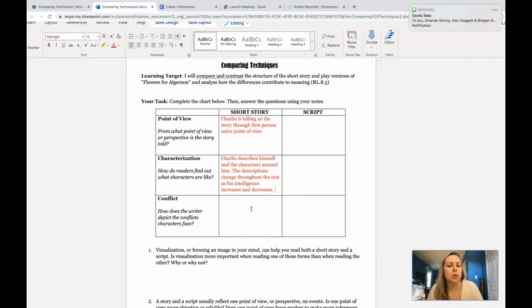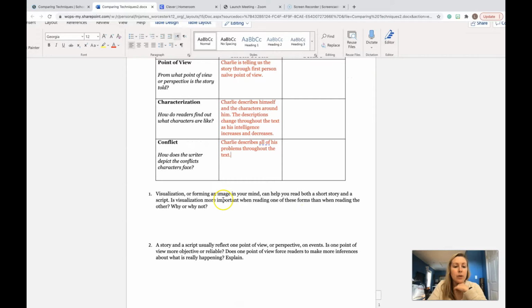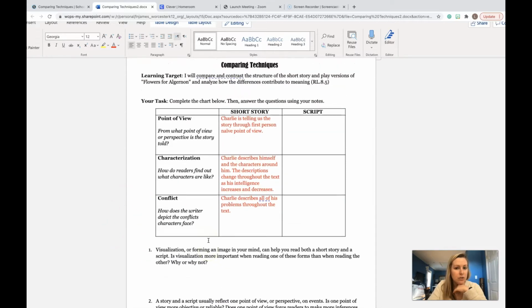And then if we think back to that short story, there is definitely a problem, okay? And the writer depicts the problem that Charlie faces through Charlie. So Charlie describes all of his problems throughout the text. We get that information from Charlie directly, okay? So make sure you have this copied on the left side of your chart. You are going to go through and answer the same questions about the script, and I'll show you where that is in a moment. And then you're going to pick one of these two questions down here to answer.